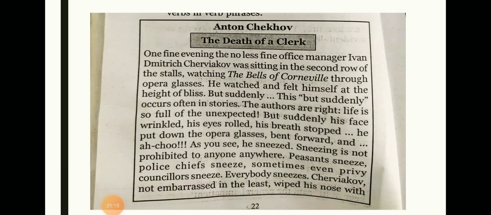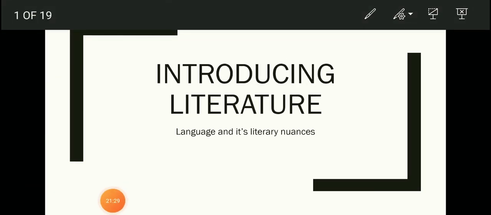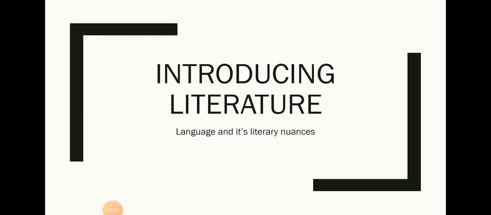So this is how we have the first module, introducing literature. Language and literary nuances, we have seen two here, that of adjuncts and phrasal verbs. We shall see the other things in the next class.